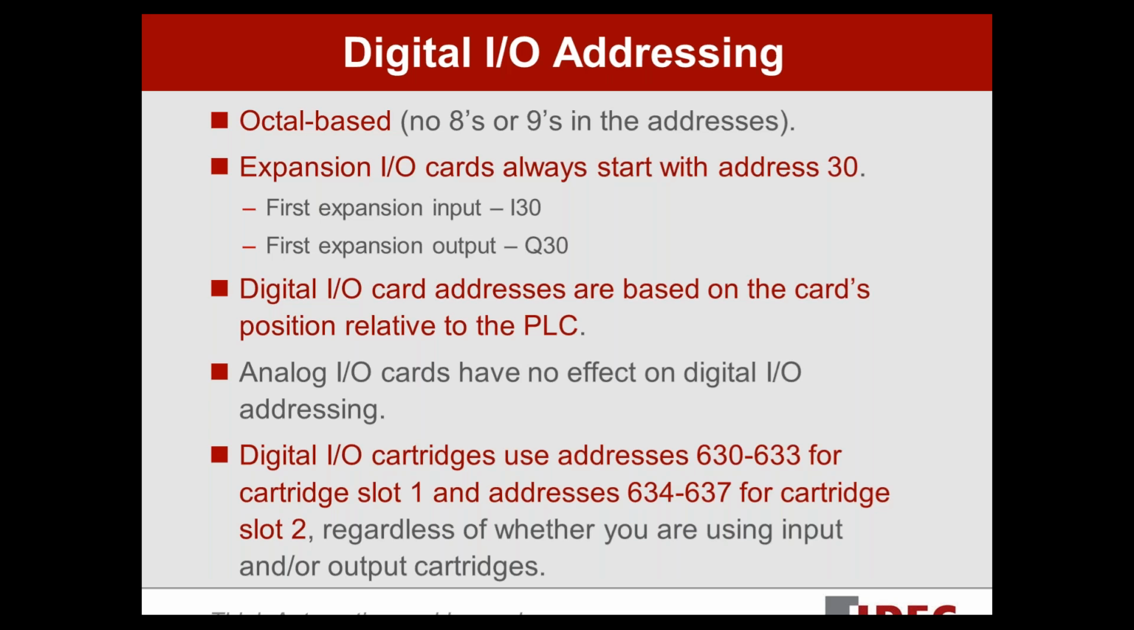Now, when we're using digital I/O cartridges, if you're plugging those into slot 1, those will use addresses 630 through 633. If you plug it into slot 2, that uses addresses 634 through 637. Okay? This is regardless of whether you're using input or output cartridges. It doesn't matter. If it goes in the first slot, it's going to have 630 through 633 as the address, whether it's an input cartridge or an output cartridge. Same holds true for slot 2.